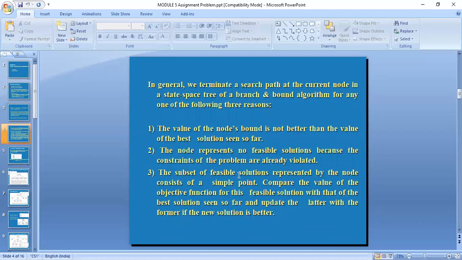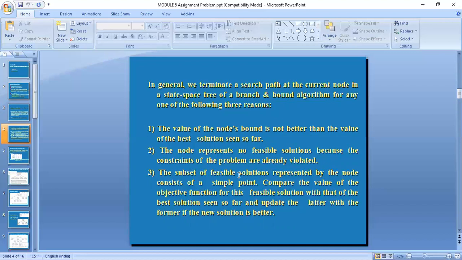In general, in the state space tree, we terminate the path when the value of the node's bound is not better than the value of the best solution seen so far; we just ignore it, or terminate the search path. The second option is when the node represents no feasible solution because the constraints are not being satisfied. For each and every problem, you need to satisfy certain constraints. If the constraints are being violated, then also it is a non-promising node.